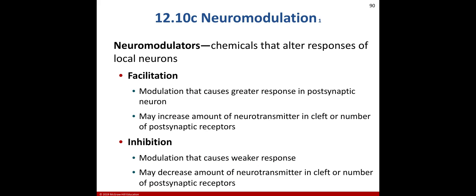Neuromodulation is a little subsect of this. Neuromodulators are chemicals that alter responses of neurons. And so you've got facilitation, that's a modulation that creates a greater response in the postsynaptic neuron. So it increases the amount of transmitter in the cleft or the number of receptors. Then there's inhibition, which causes a weaker response. You decrease the neurotransmitters in the cleft or the number of receptors.